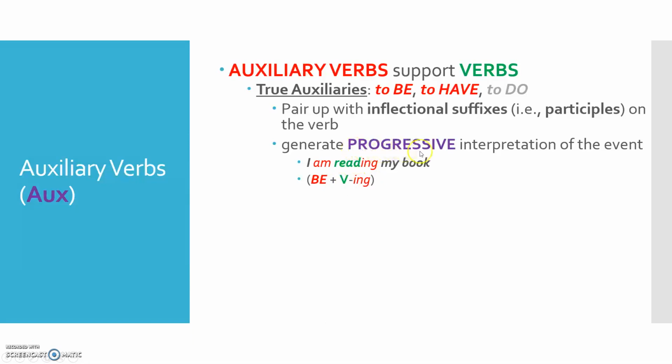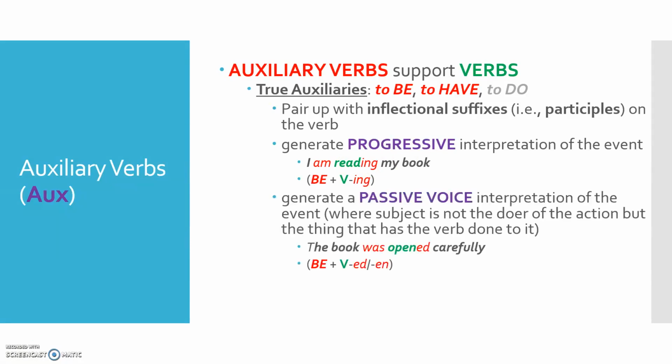We call that progressive aspect, so a progressive interpretation of the verb. So this reading event is ongoing through time. That's be plus the present participle ing on the end. If, on the other hand, we pair the auxiliary verb to be with the past participle suffix, which is sometimes ed and sometimes en, it depends on the verb, we generate the passive voice interpretation.